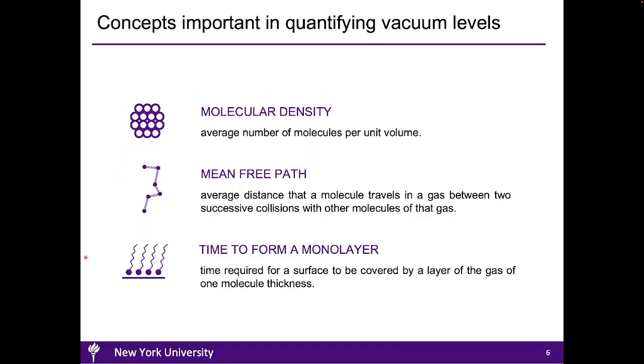To quantify the vacuum levels, we will need to familiarize ourselves with three concepts. These concepts are molecular density, mean free path, and time to form a monolayer. Molecular density is the average number of molecules per unit volume. The mean free path refers to the average distance that a molecule travels in a gas between two successive collisions with other molecules of that gas. And time to form a monolayer refers to the time required for a surface to be covered by a layer of the gas of one molecule thickness.